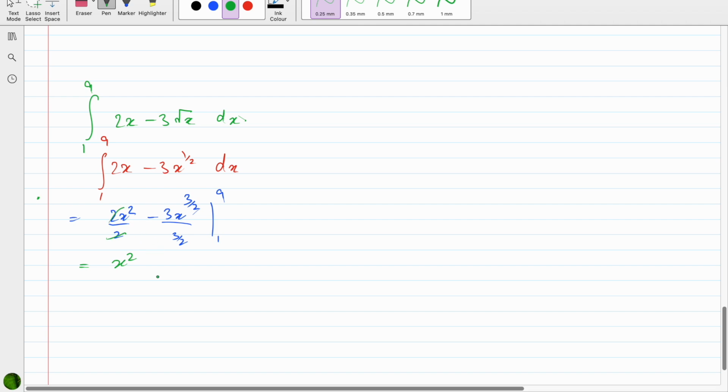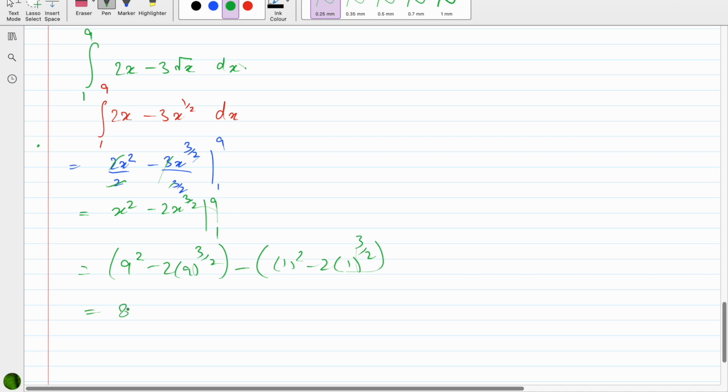2 goes with 2, this becomes x squared, 3 with 3 by 2 cancels, minus 2x raised to the power 3 by 2, 9 and 1. So upper limit: 9 squared minus 2 into 9 to the 3 by 2, minus the lower limit: 1 squared minus 2 into 1 to the 3 by 2. 9 squared is 81, minus, 9 square root is 3, cubed is 27, into 2 is 54, minus 1 minus 2. 81 minus 54 is 27, minus 1. So the final answer is 28 unit square.